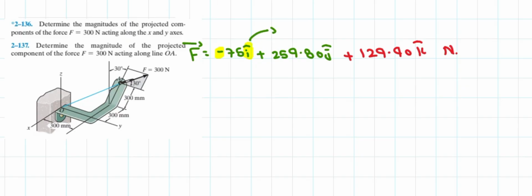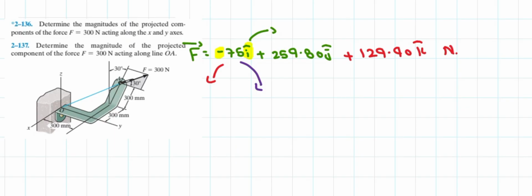The I cap represents here that the force of 75 Newton is acting along the x-axis. But what does the negative sign represent here? The negative sign tells us that the force F is acting along the negative x-axis. But what does this 75 Newton represent here? The 75 Newton is the magnitude of the force F acting along the negative x-axis direction.